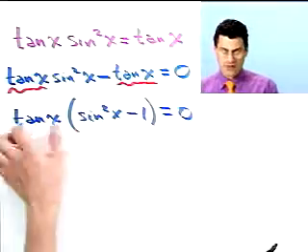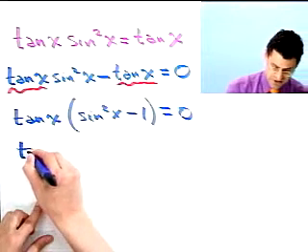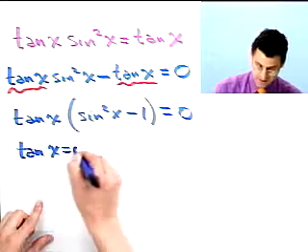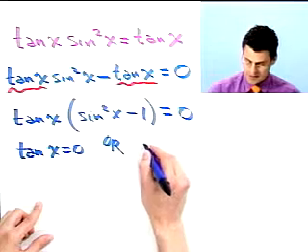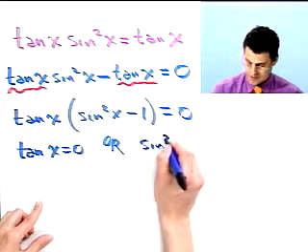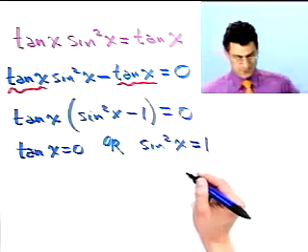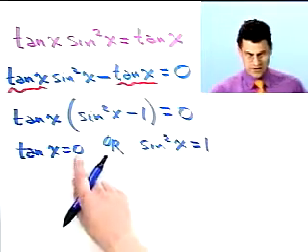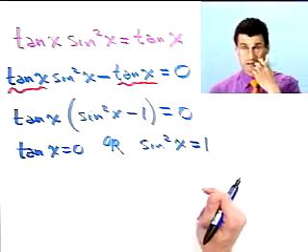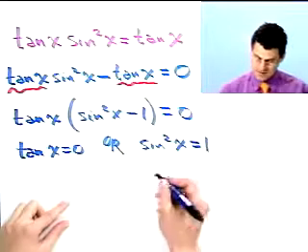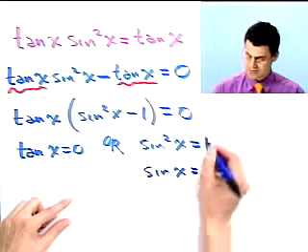Okay, well now I have the product of two things equals 0. That means we have two possibilities. Either tangent of x equals 0, or this thing equals 0, which means that sine squared x equals 1, right? That's what it means for this to equal 0. Either tangent equals 0, so we've got to find all the places where tangent equals 0, or, now I could take square roots, but I have to be careful. I have to take plus or minus square roots, and so I'd see sine of x equals plus or minus the square root of 1, which is 1.